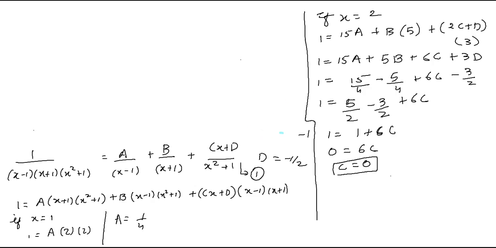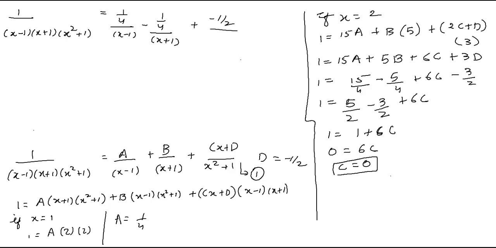Now see, I will keep the values of a, b, c, d in this equation. So I will have 1 upon x minus 1, x plus 1, x square plus 1 as 1 by 4 upon x minus 1 minus 1 by 4 upon x plus 1 plus the value of c is 0. So I will have just minus 1 by 2 upon x square plus 1. Right.